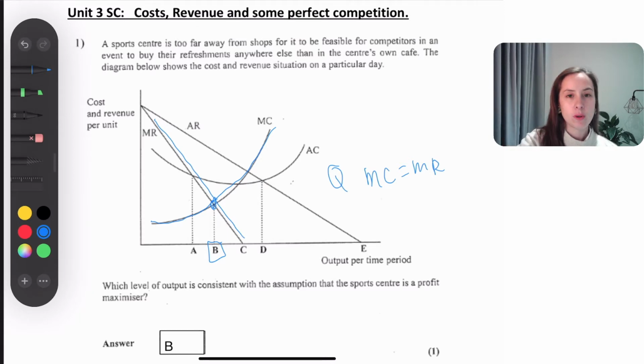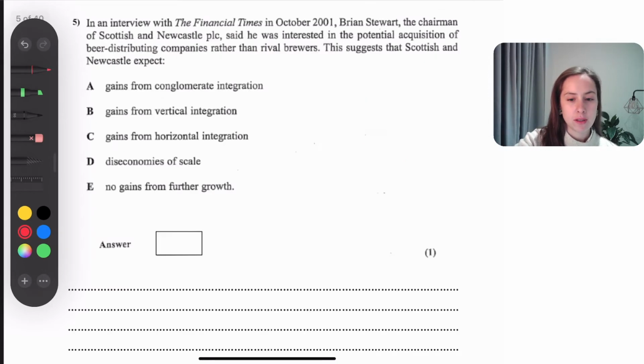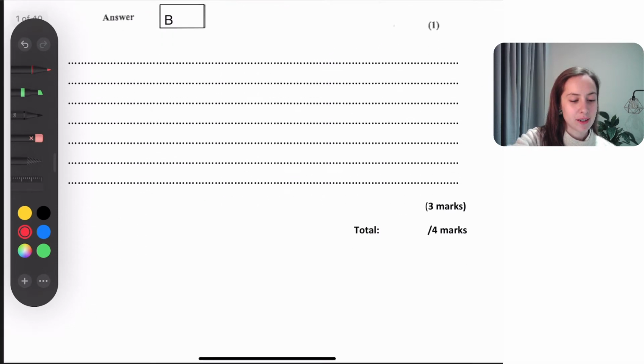Just for the record, what price would they charge? You want to charge the highest price that consumers are willing to pay. And what they're willing to pay is shown by a demand curve. So what you need to do is go up from B, charge the highest price that consumers are willing to pay. So just for the record, the profit maximizing price would have been P1. Anyway, that's that one. Let's move on to the next one.